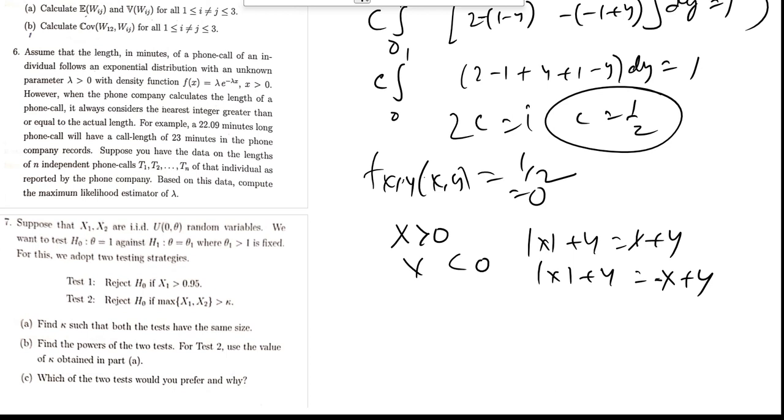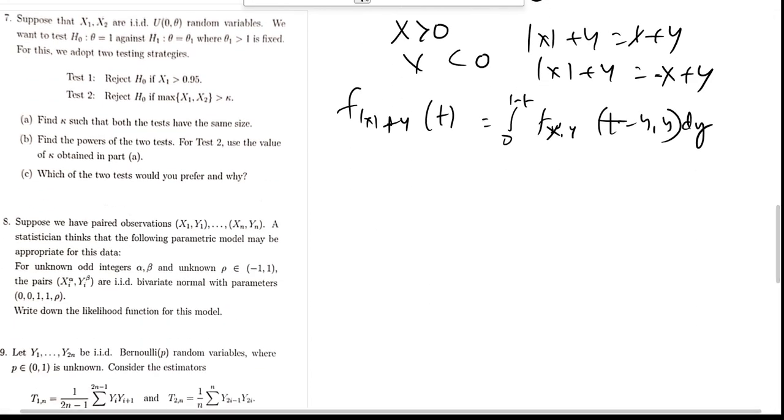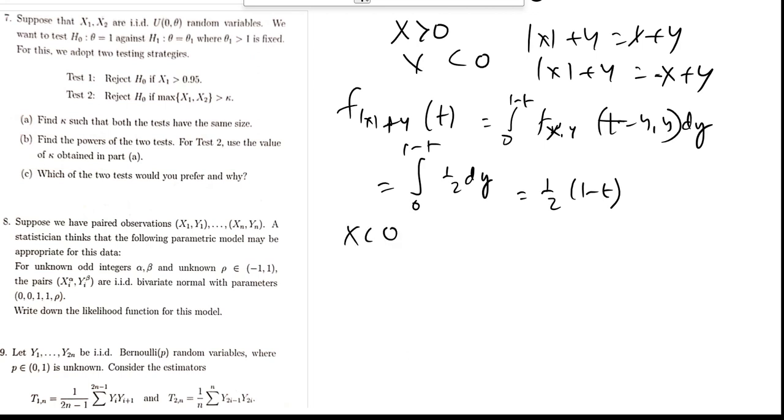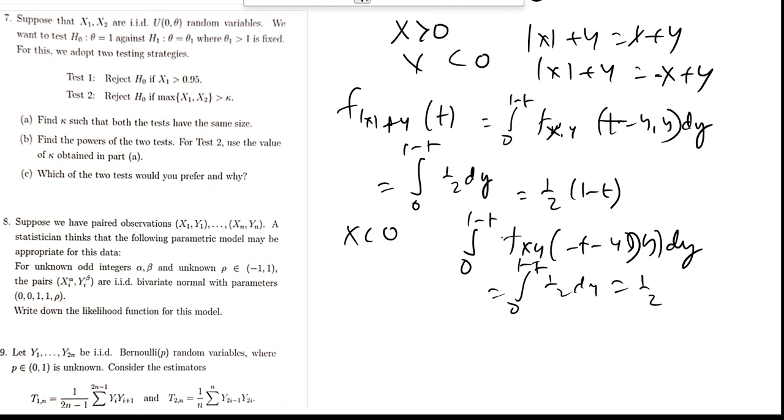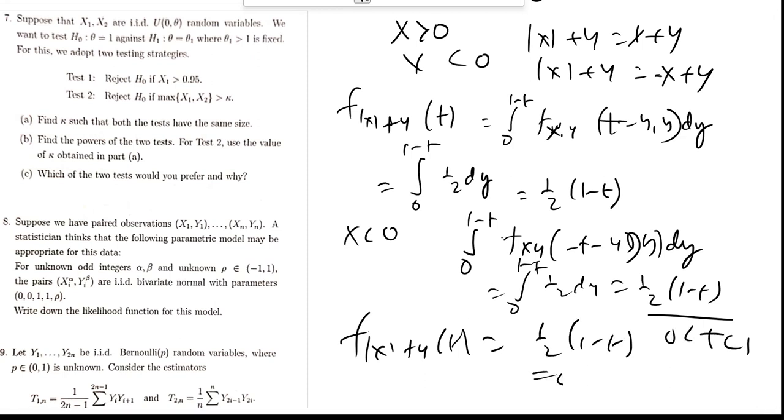So let's compute this separately. What will the PDF of |x + y| be? For the first case, it is the integral from 0 to 1 - t of f(x, y) with x equal to t - y, dy, which gives the integral from 0 to 1 - t of half dy, so half of (1 - t). Now for the case when x is negative, the integral from 0 to 1 - t of half dy again gives half of (1 - t). So here the function is 1 - t if 0 < t < 1, and 0 otherwise.